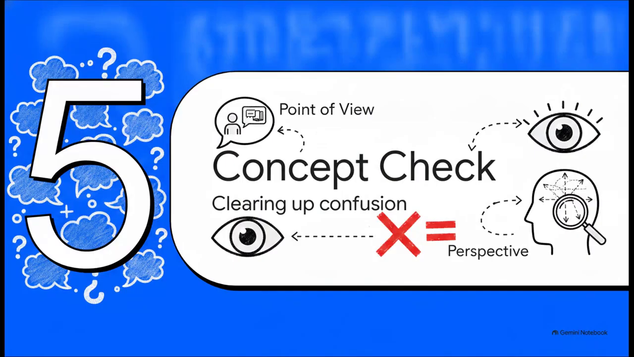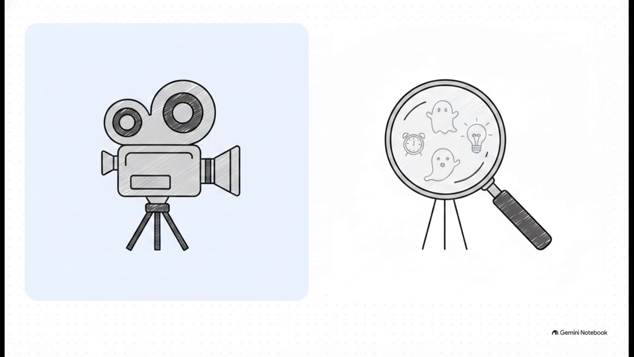Section 5. Misconception and concept check. Clearing up the confusion. We need to address a massive misconception that trips up so many students when they're analyzing literature, and that's confusing point of view with perspective. They are closely related, sure, but they are absolutely not interchangeable.